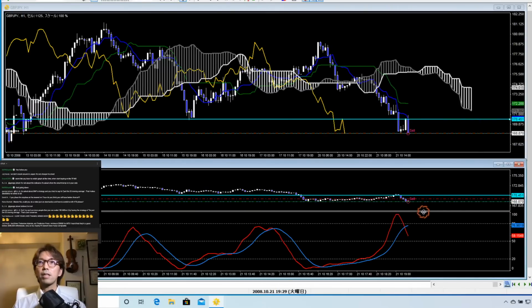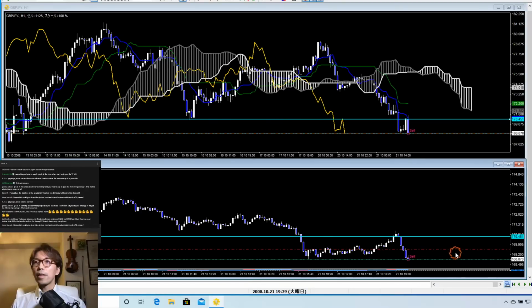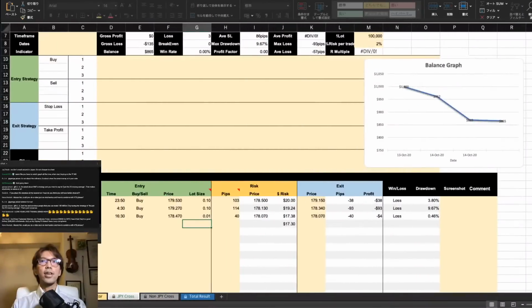Let me check out the candlestick pattern. Looks like it's very volatile in this year, 2008 and October. But yeah, so I took a sell. So hold on, let me write the journal again.